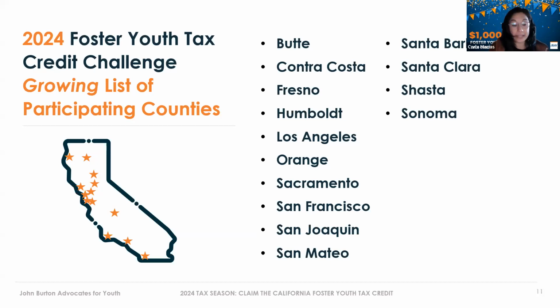And here on this slide, you see our growing list of counties that are signing up to participate in the Foster Youth Tax Challenge for 2024. As seen in an earlier slide, 8.7% of the eligible population received the Foster Youth Tax Credit. We need everyone's help to increase this percentage and help current and former foster youth get money into their pockets. Next slide.